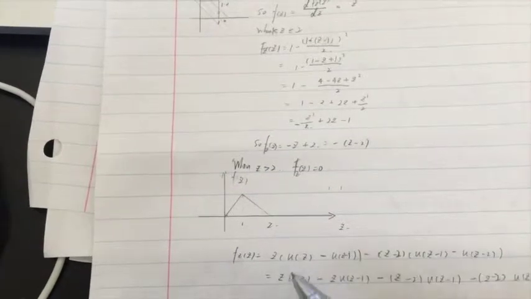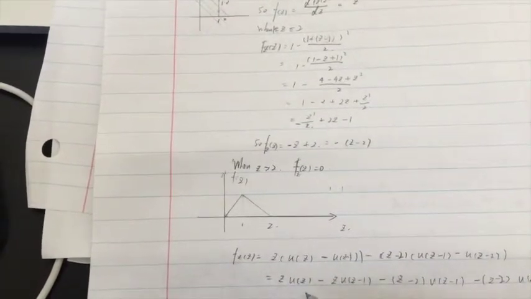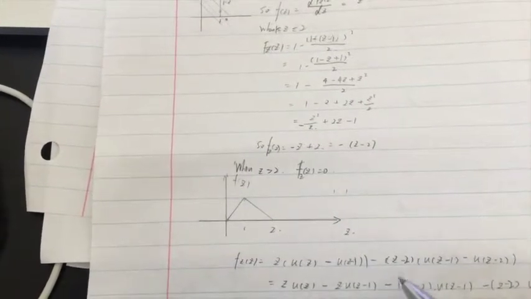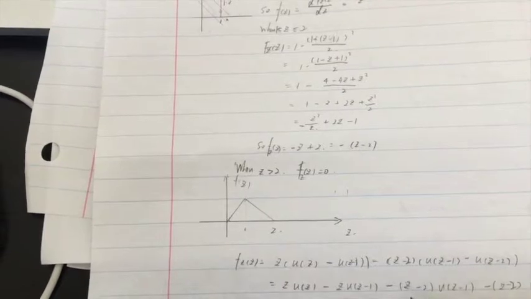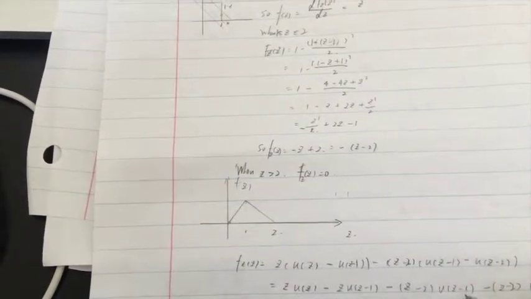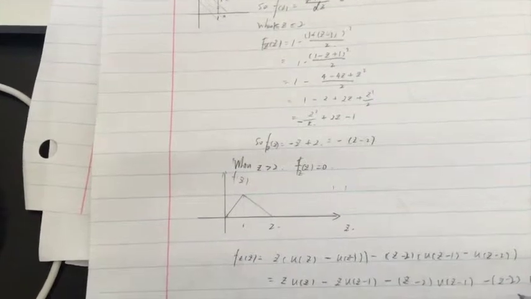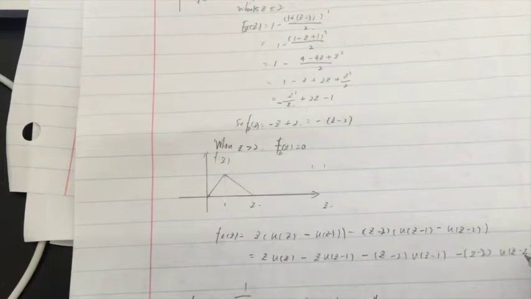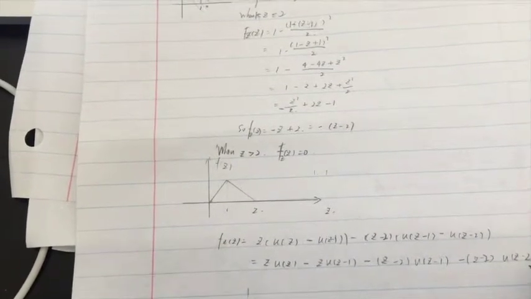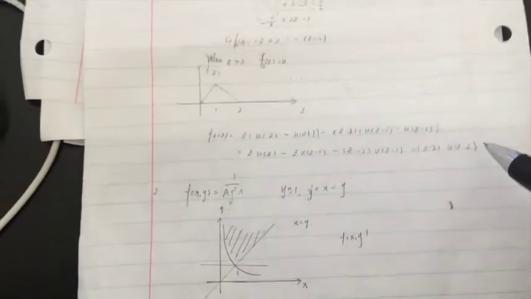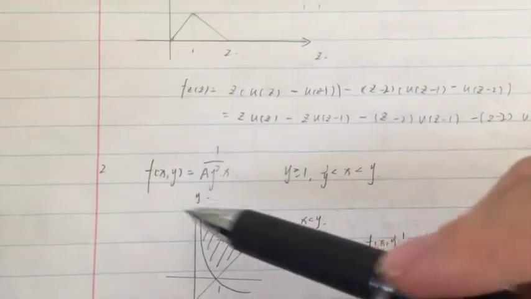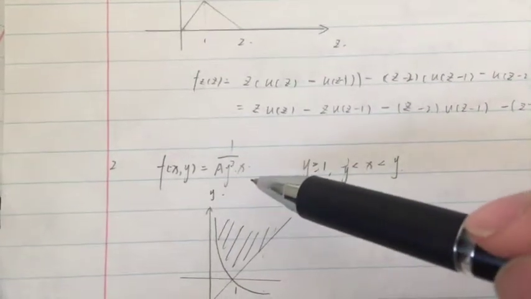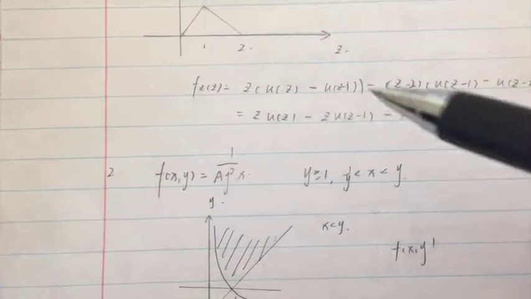It equals z multiplied by u(z) minus z multiplied by u(z minus 1), minus (z minus 2) multiply u(z minus 1), minus (z minus 2) multiply u(z minus 2). That's all. The second question is that f(x,y) equals 1 over a multiply y squared and multiply x.